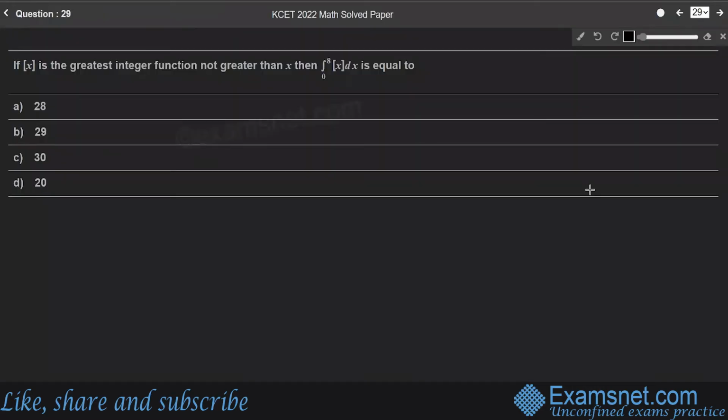Question 29. If step x is the greatest integer function not greater than x, then integral of 0 to 8 step x dx is equal to. So let us consider integral of 0 to 8 step x dx. So summation of 0, 1, 2, 3 up to 7. Because the number 8 represents that there should be 8 terms, right?